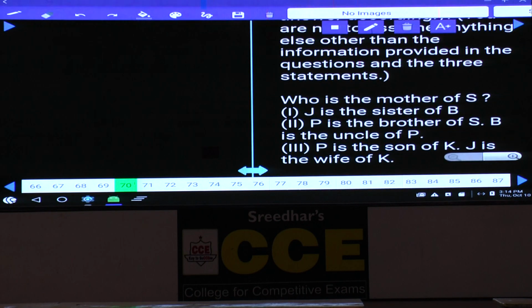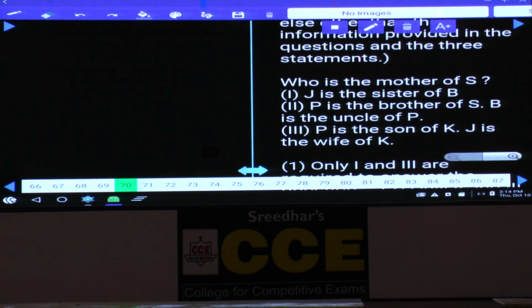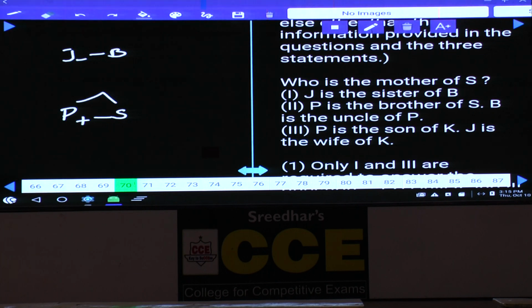Now question number 70. Who is the mother of S? Now we need to identify the mother of S. Condition number 1: J is the sister of B, and P is the brother of S. Now P is the brother of whom? P is the brother of S, and B is the uncle of P.